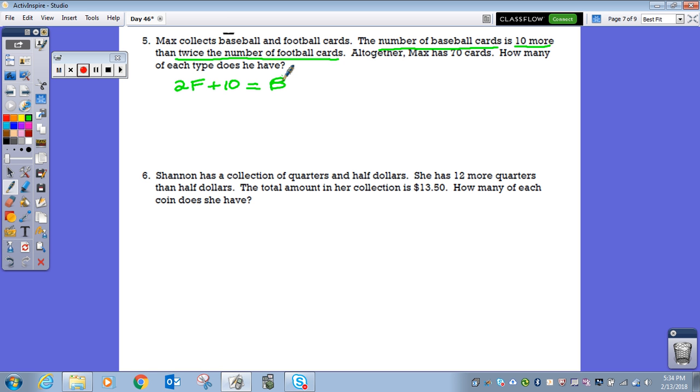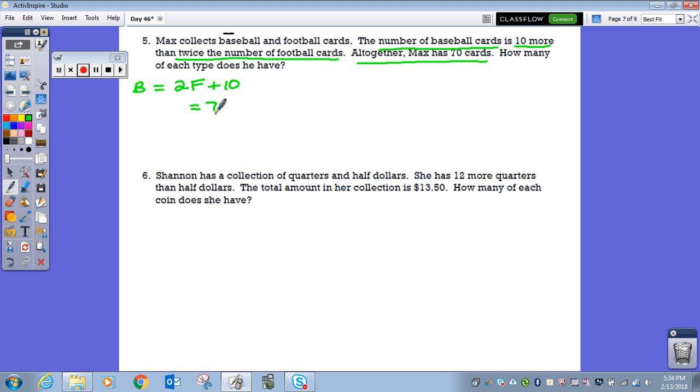Finally, we have our second equation here. It says altogether Max has 70 cards. This is a very important part of our equation here. And I'm going to actually just switch this around for a second here. Don't be confused at what I'm doing. I'm going to put the B out in front here. So B is equal to 2F plus 10. That means the same thing. Now, altogether he has 70 cards.